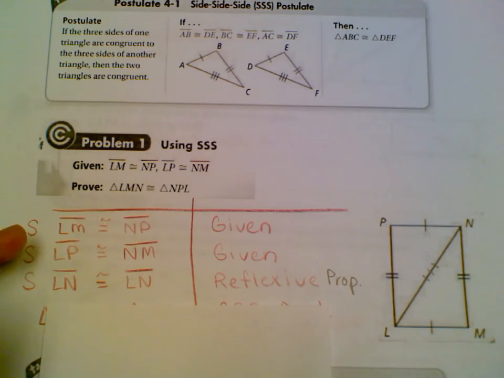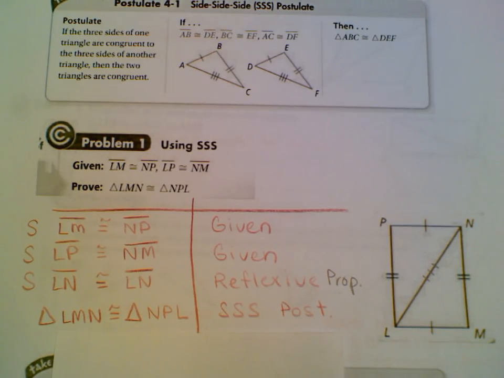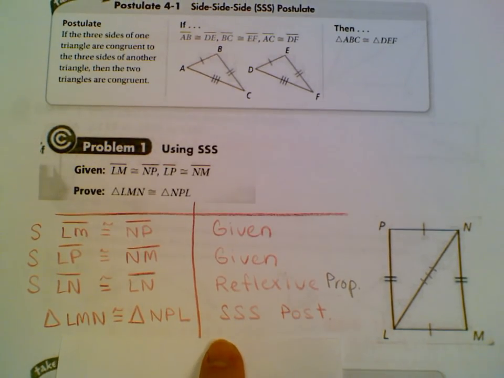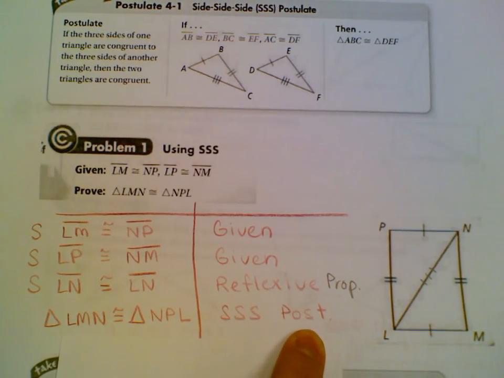Now I've declared all three sides, so I can go ahead and say that my triangles are congruent by the side, side, side postulate. And yes, you may abbreviate by doing SSS, but you do need to put postulate behind there.